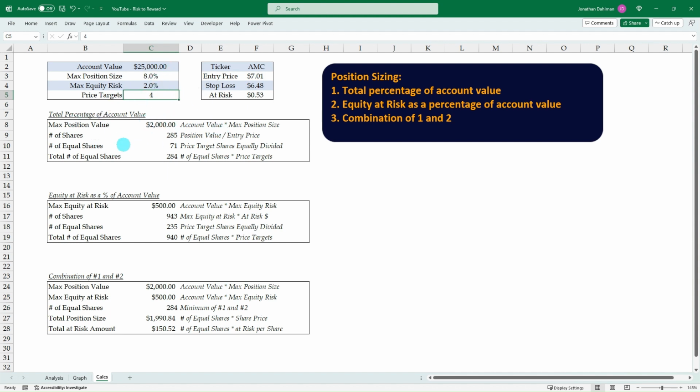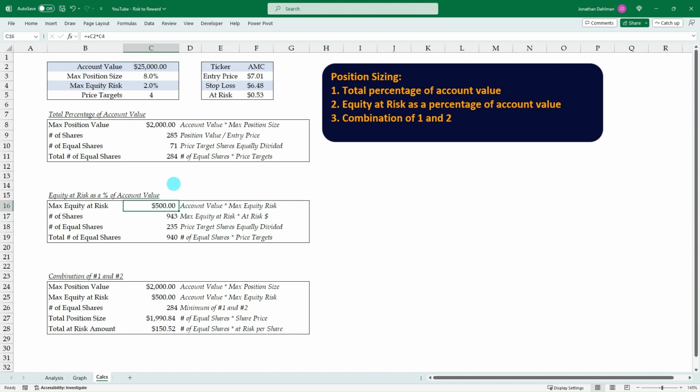So that's a max position value. That basically treats every position, regardless of the share price, as the same. So if this would have been Apple and you're looking at a share price closer to 200, then you're only going to purchase a couple shares and it's still going to be that $2,000.